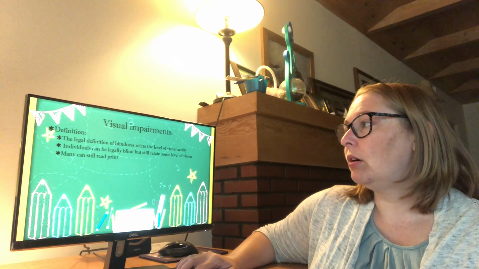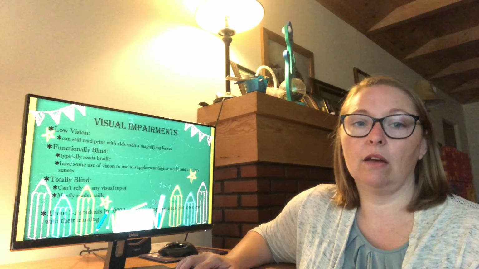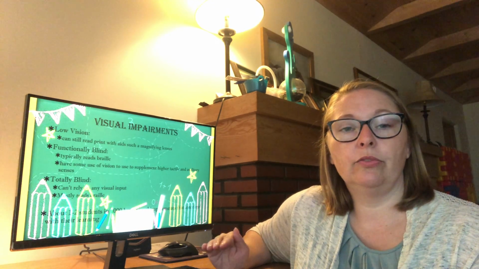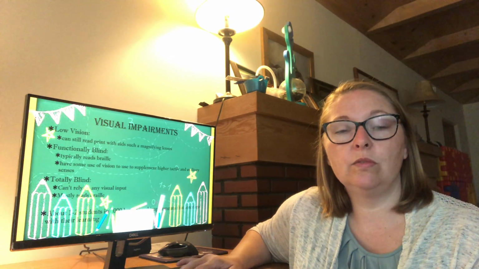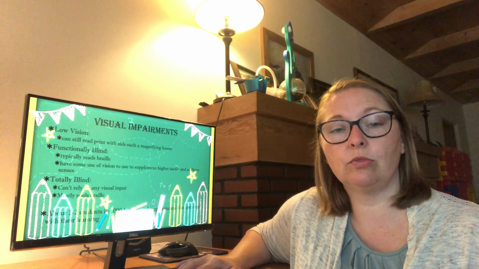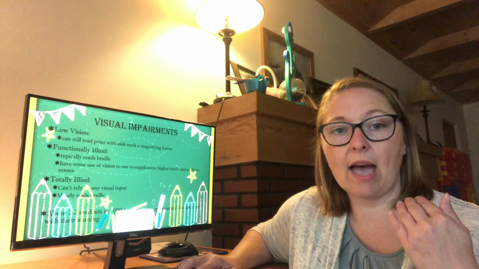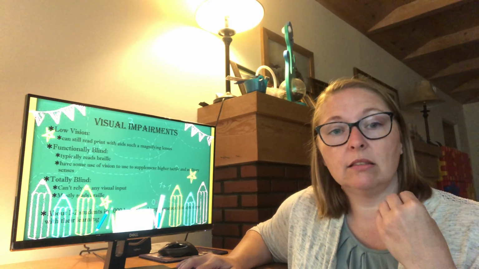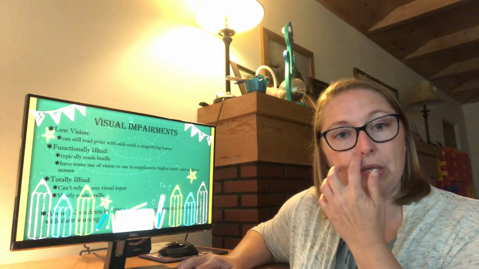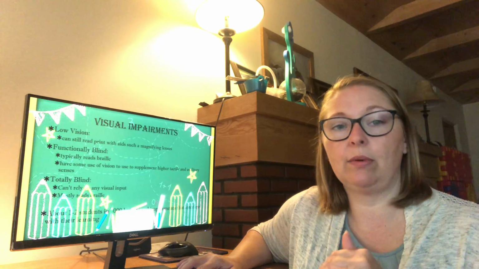Visual impairments have different levels. A low vision impairment means that the student still has some sight. They can probably still do some of the reading in the classroom. They just might struggle a little bit more. They might have some thick glasses or magnifying lenses or some other help to do that reading.